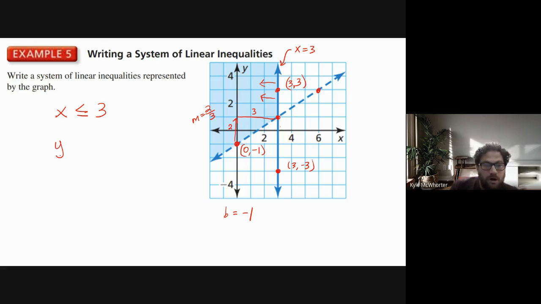So I'm going to do y, and then I am shaded above. So that's greater than. The line is dashed, so I don't put the equal to sign under it. Now I do this mx plus b. Slope is 2/3, so 2/3 x. And b is -1, so -1.